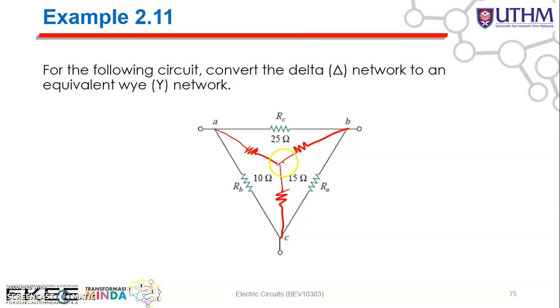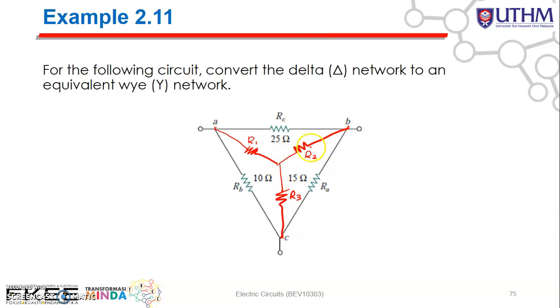And then after that, which one is your R1, which one is your R2, and which one is your R3? So how to identify? You have point A here. Point A is connected to R1. Point B is connected to R2, and point C is connected to R3.